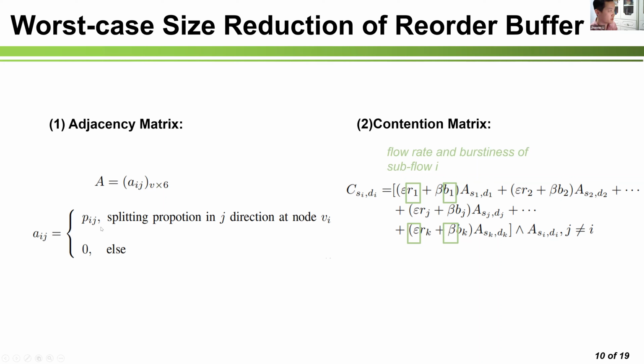The first step is to calculate the adjacency matrix in order to capture the local traffic splitting state. The second step is to calculate the contention matrix. The contention matrix is used to capture the global network congestion information. The final equation for calculating the contention matrix is given on the right-hand side. Note here, Ri and Bi are the flow rate and burstiness of subflow i, respectively, and epsilon and beta here are the impact factors of Ri and Bi, respectively.